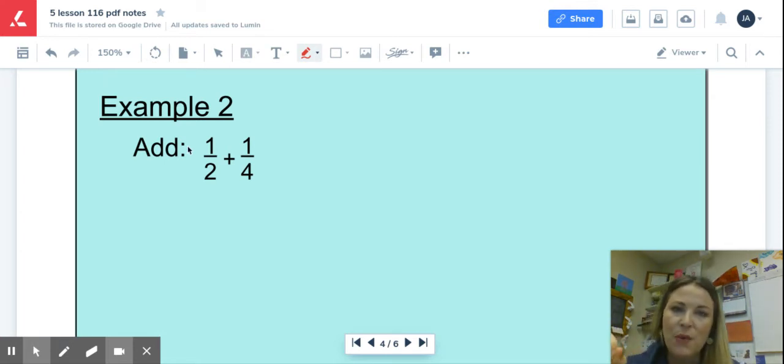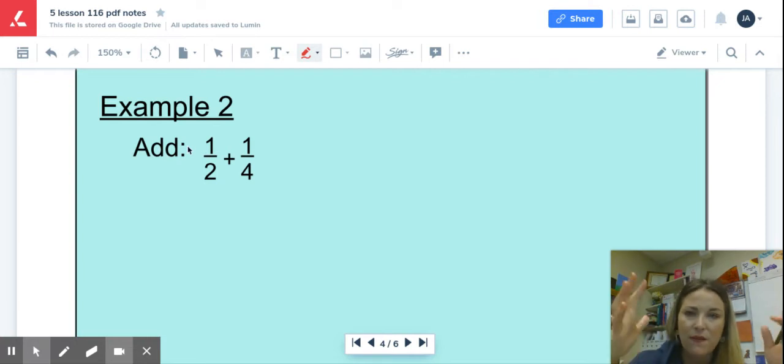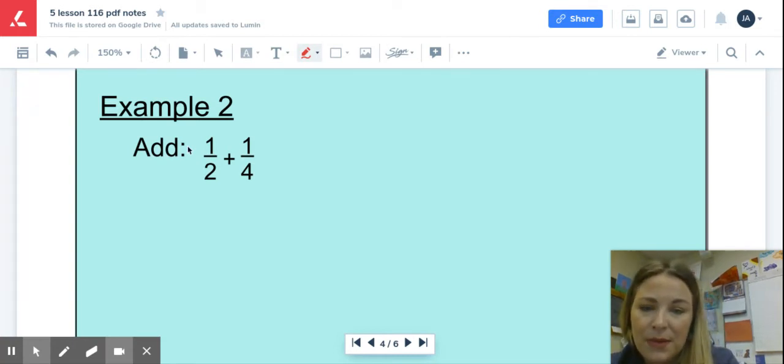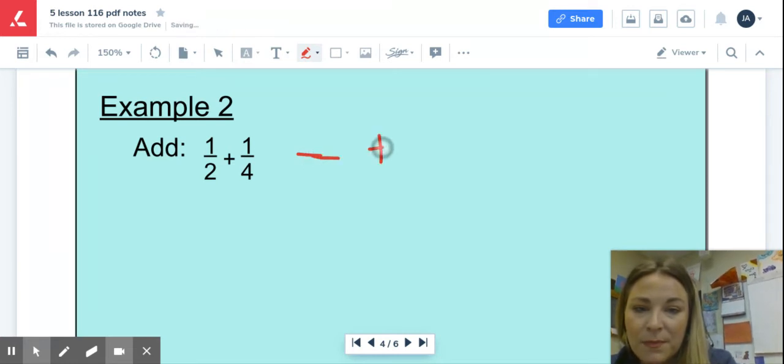Well, I'm looking at 2 and 4. 2 can't work because 4 can't go down into 2, but 4 can work for both of them. 4 is a multiple of 4. Of course, 4 times 1 is 4. And 4 is also a multiple of 2. 2 times 2 is 4. So I'm going to rewrite this problem using 4 as my new denominators. I'm just going to rewrite the entire problem right here using 4s as my denominator.